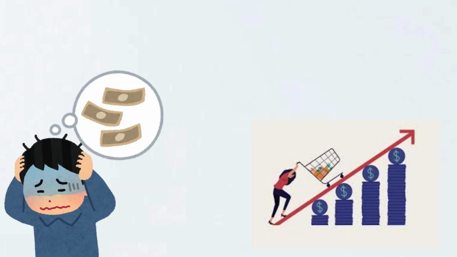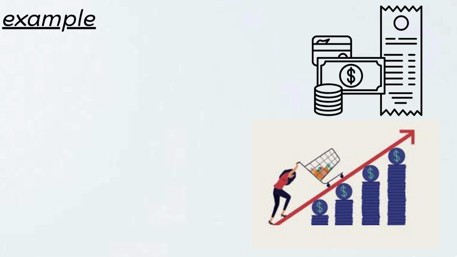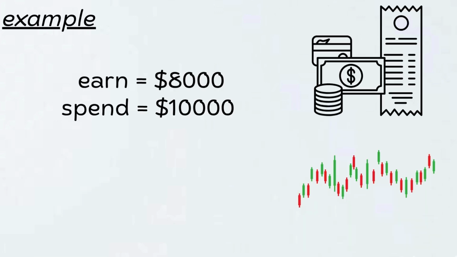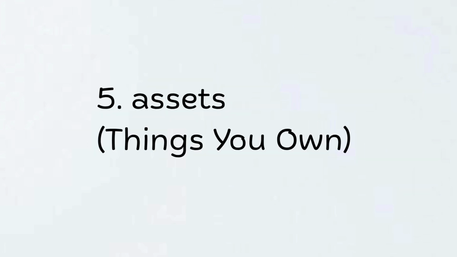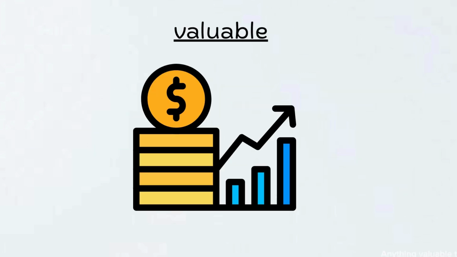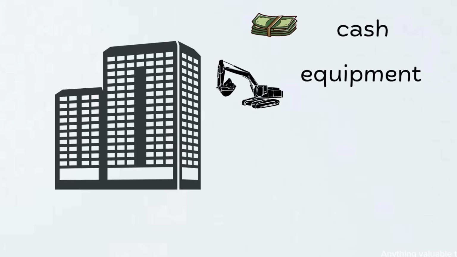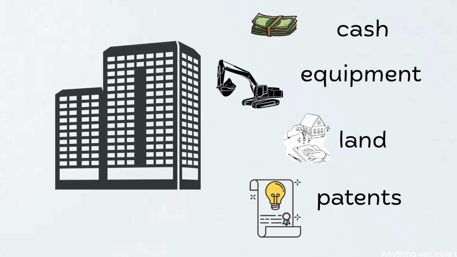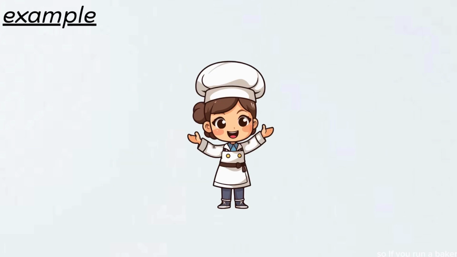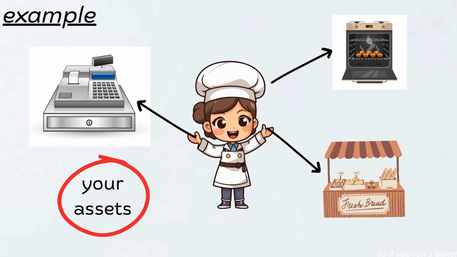4. Loss. When your expenses eat up more than your revenue. For example, if you earn $8,000 but spend $10,000, boom, you've got a $2,000 loss. 5. Assets. Anything valuable the business owns, like cash, equipment, land, patents, etc. So if you run a bakery, your oven, shop, and cash register are assets.